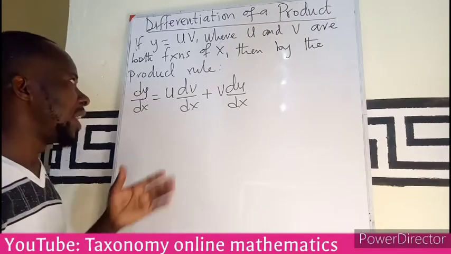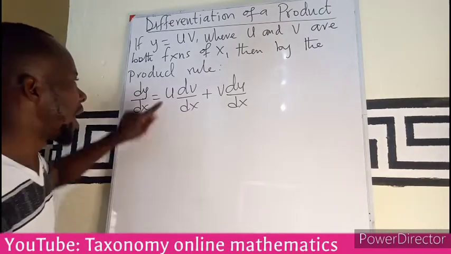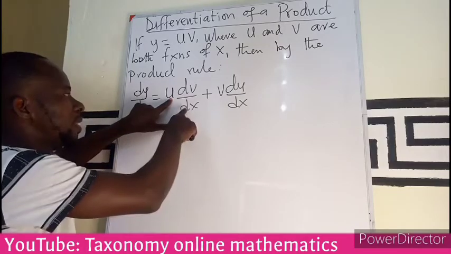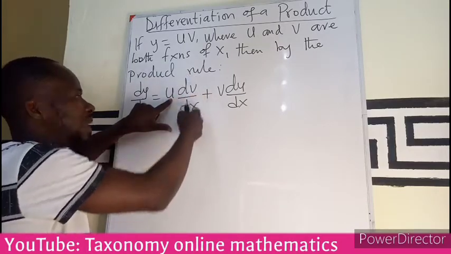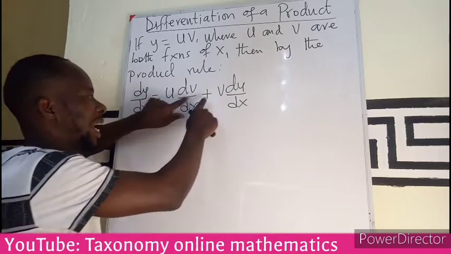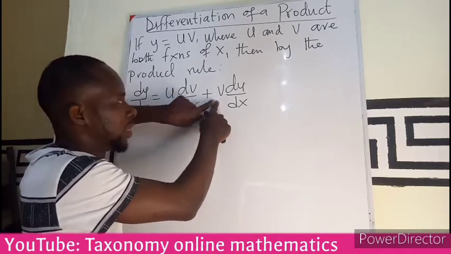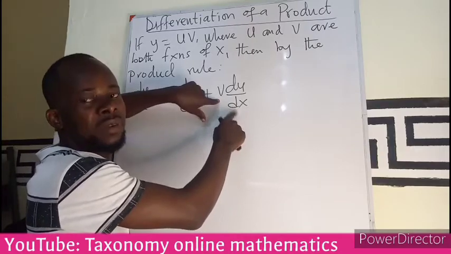Simply put, if I have the two functions, I am going to hold the first one, I will not touch the first one, but I will differentiate the second function. Then I add that result to holding now the second function, differentiating the first function.